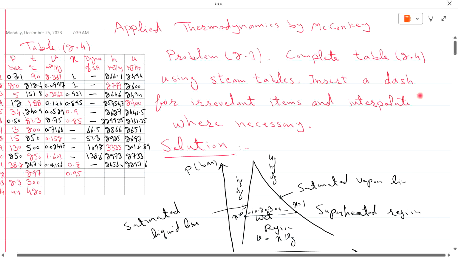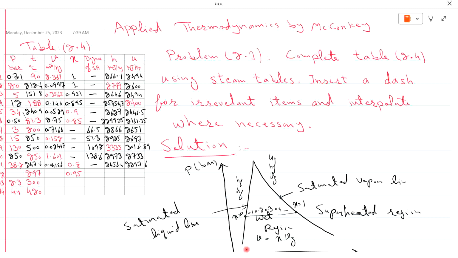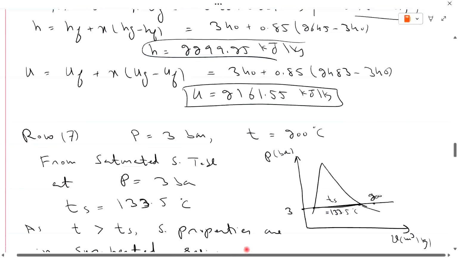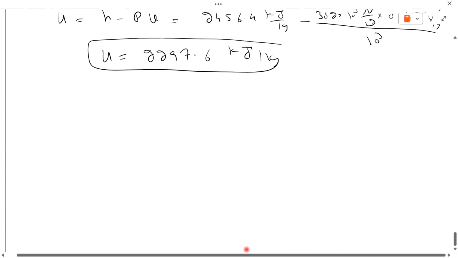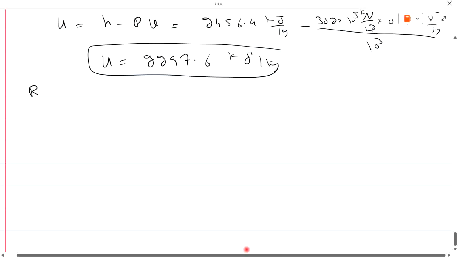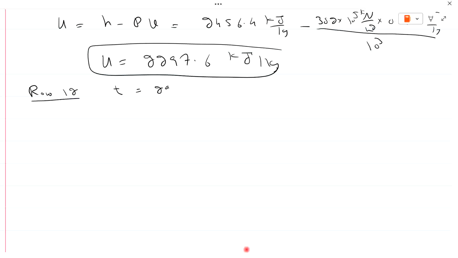Now we solve row number 12. At row number 12, temperature is 297 degrees centigrade and dryness fraction is 0.95.